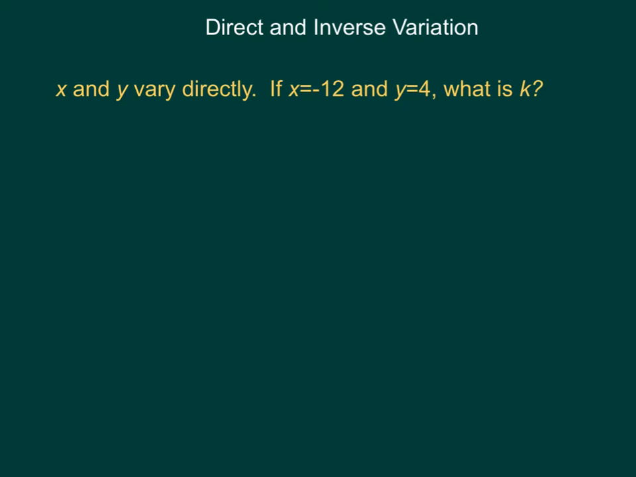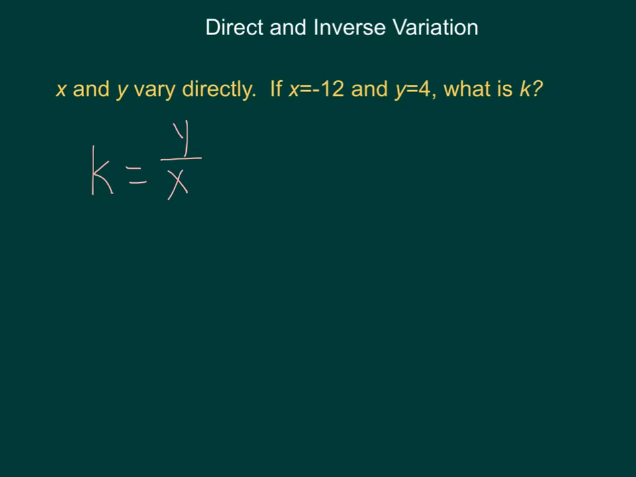With direct variation, k represents the constant of variation. Same with inverse. K is always your constant of variation. If they vary directly, then k equals y over x.